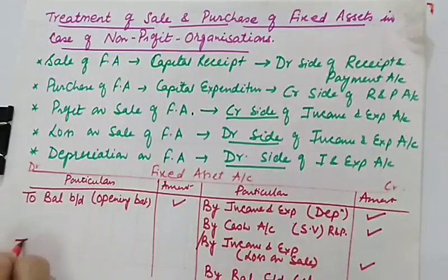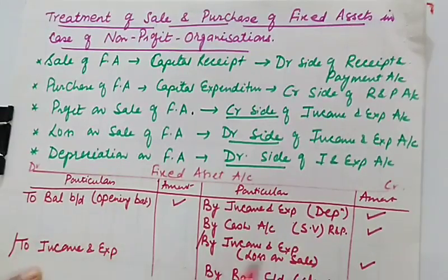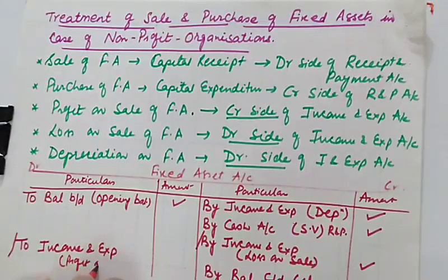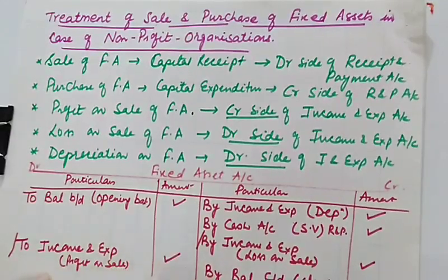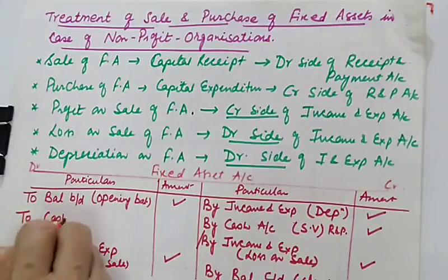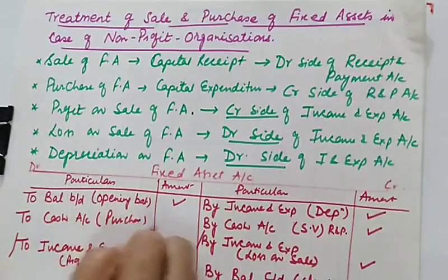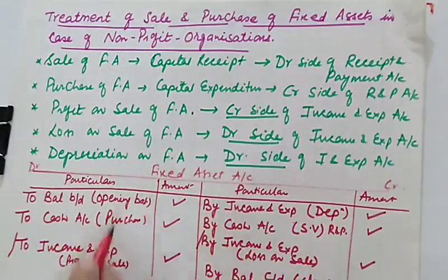Likewise, there can be possibility of profit on sale. So profit will be recorded on the debit side, but in income and expenditure we will be recording profit on credit side and loss on debit side. So this is for profit on sale. And moreover, if suppose further asset is purchased, so we'll be writing to cash, purchased during the year. So this is how fixed asset account will be shown.